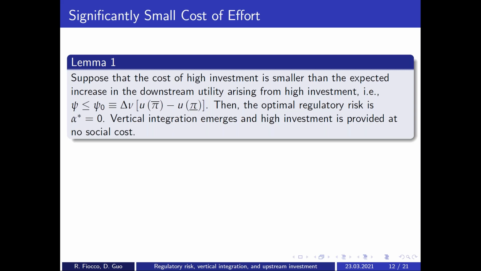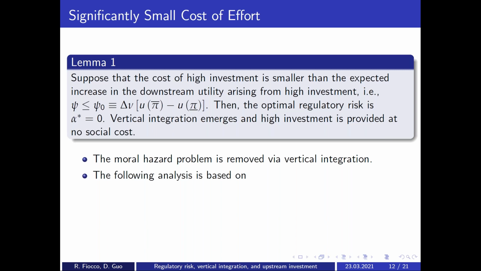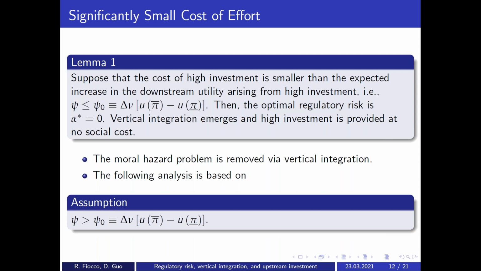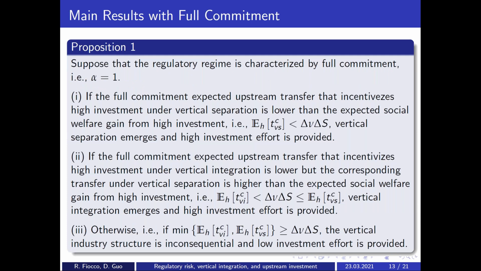Lemma 1 actually tells us that when the cost of high effort is significantly small, a vertically integrated firm will provide high effort with 0 upstream transfers, because the moral hazard problem can be removed via vertical integration. And actually, this result is not interesting at all for us. So in the following part, we consider the situations that the cost of high effort is not significantly small. Okay, now let's begin with the case of full commitment, which means there is no regulatory risk.